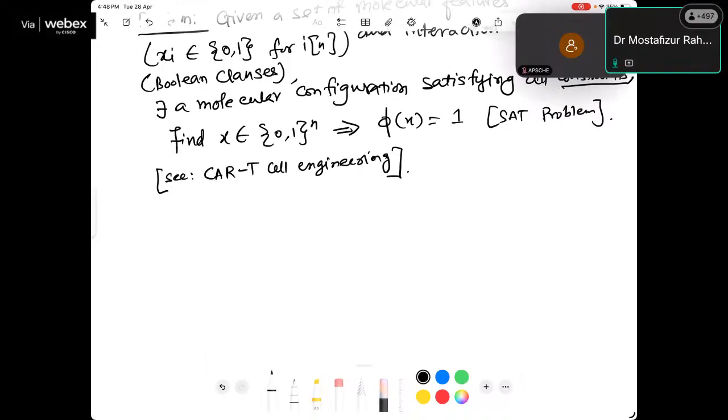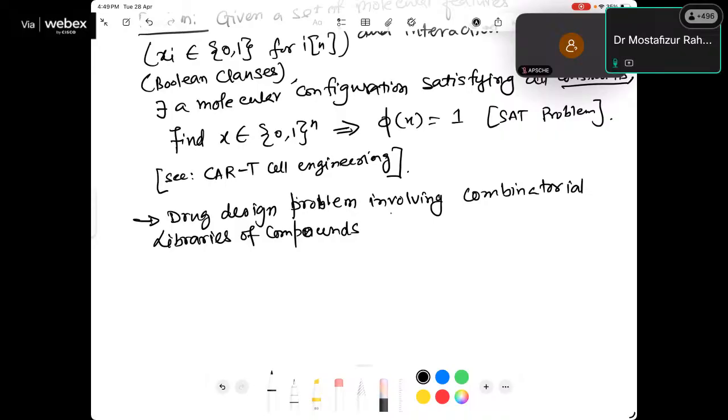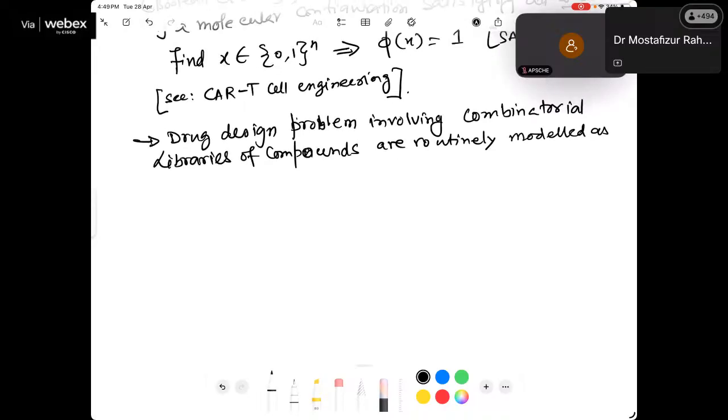Now, drug design problems involving combinatorial libraries of compounds are routinely modeled as a SAT problem.